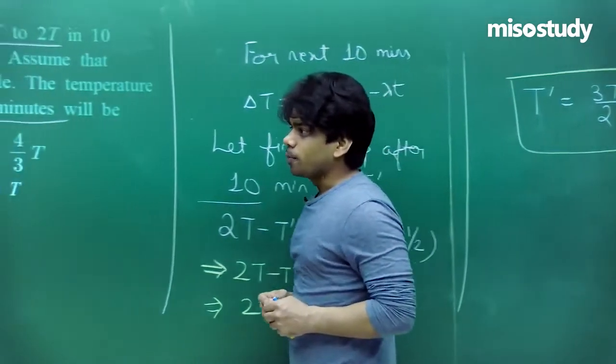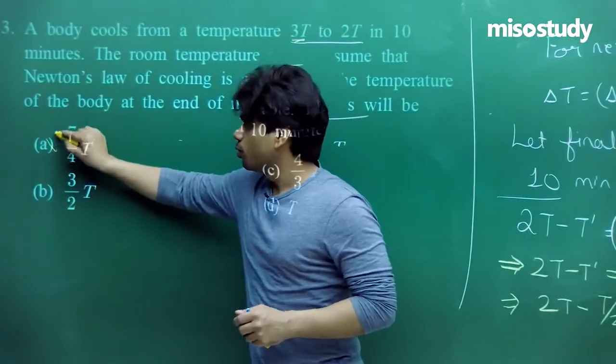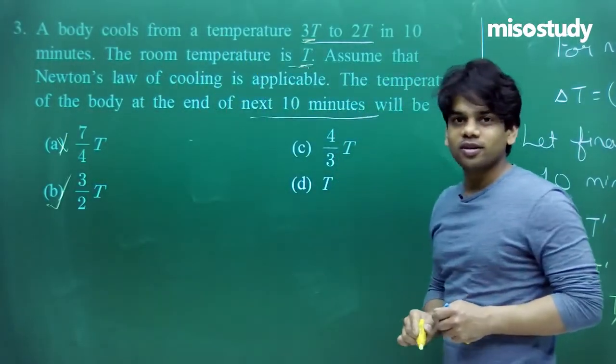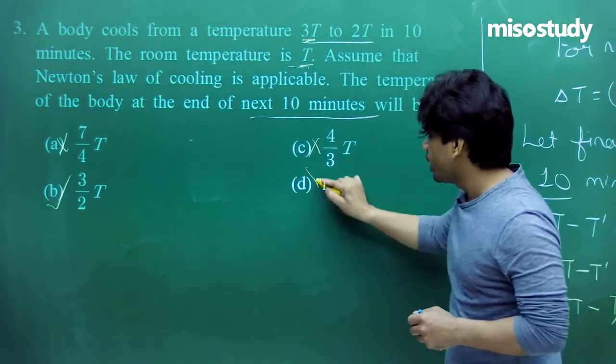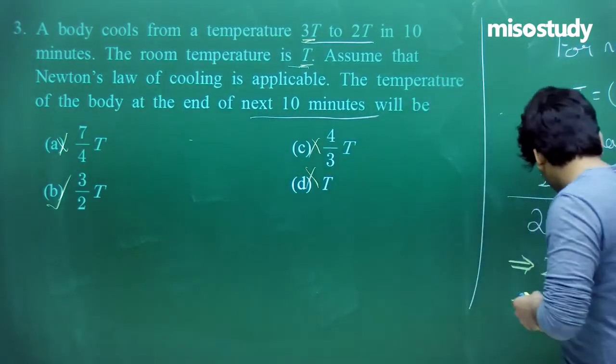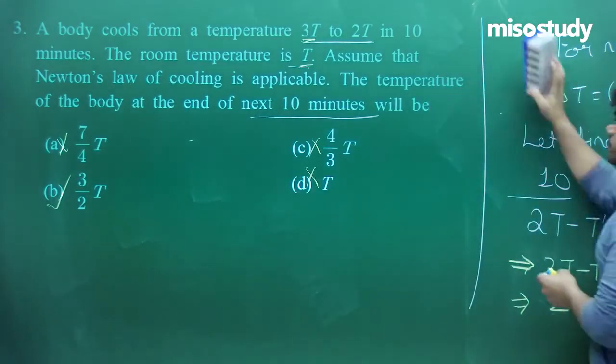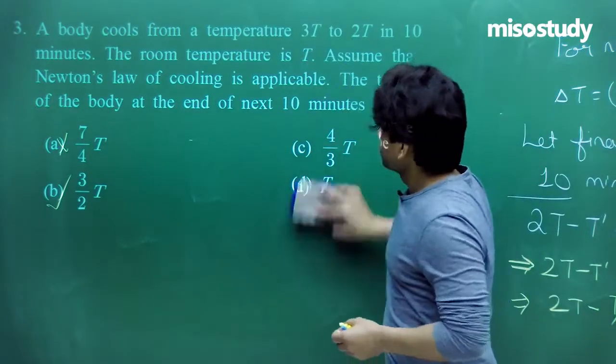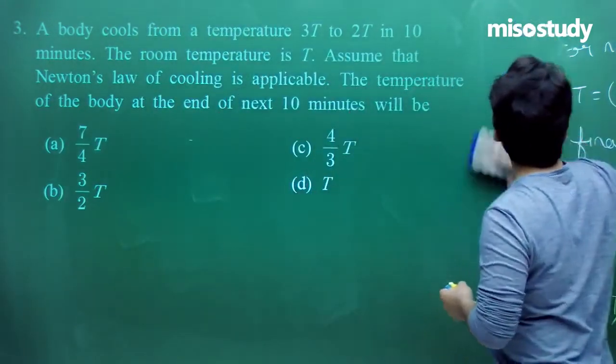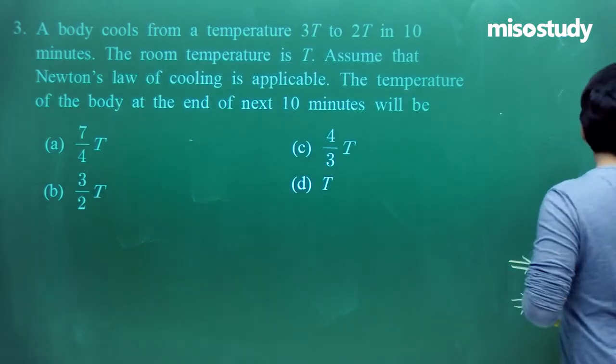Let's go ahead and check the options. Option A is 7 by 4 T, no. B is 3 by 2 T, that's the answer we have got. C is 4 by 3 T and D is T. No, those are not the answer. Let's go ahead with the next question, the next question of the session.